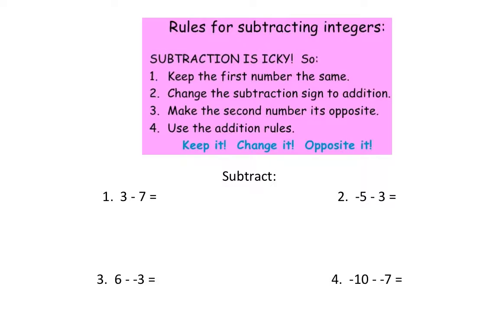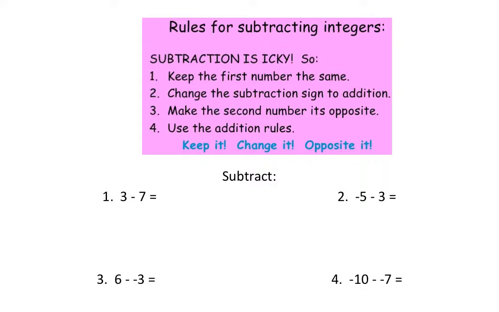First, you keep the first number the same. Then, you change the subtraction sign to addition. Then you make the second number its opposite. And finally, you use the addition rules. In pre-algebra, we might have called this the change it rule. A better way to think about it is keep it, change it, opposite it, because it reminds you to leave that first number alone.